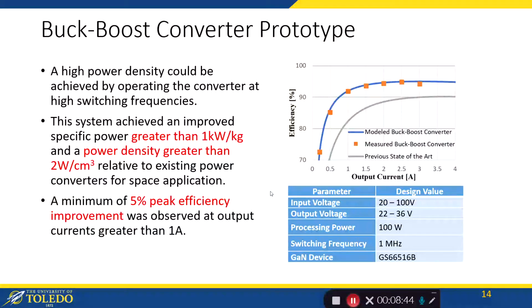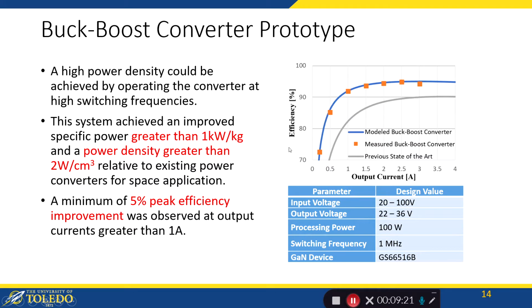On this slide we see some charts where the converter parameters and design values are given, and on the top right we have an efficiency versus output power graph. The blue line shows the efficiency versus output power of this prototype buck boost converter, and the gray line shows the efficiency graph of the previous state-of-the-art converter. So we can clearly see that this one is working at a higher efficiency.